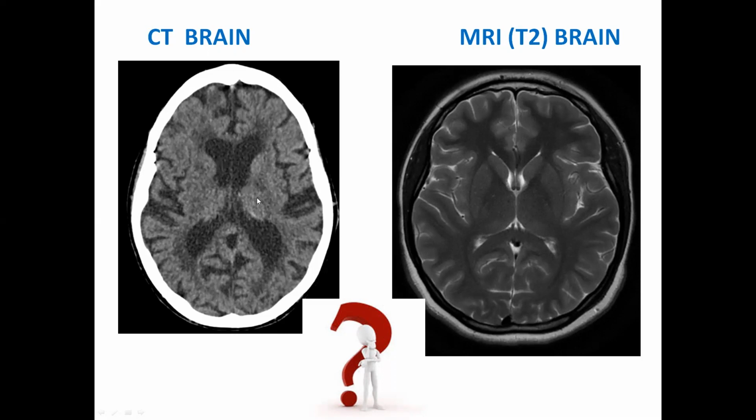CT brain, the procedure can be done fast. You get the results very quickly. But as you see here, the fine details of the brain are not that easy to make out. CT brain is helpful to diagnose any fracture of skull and intracranial hemorrhage.